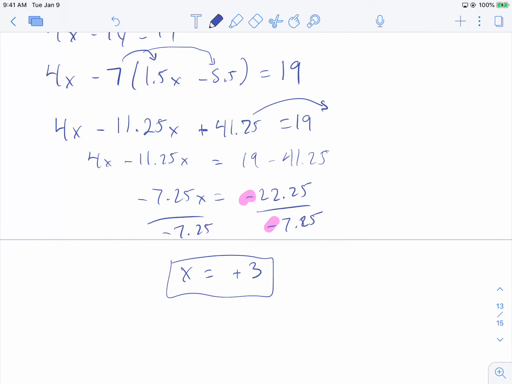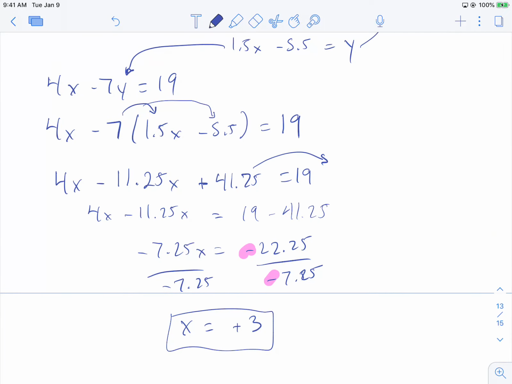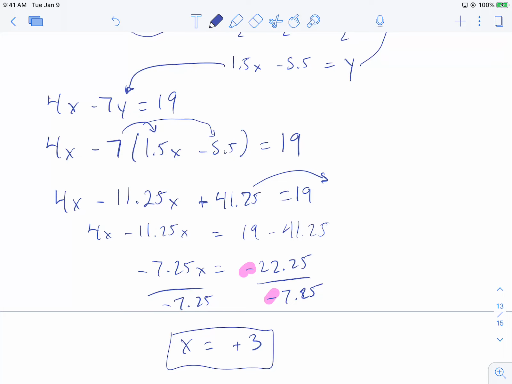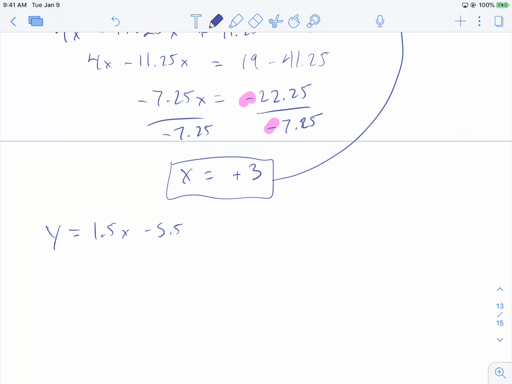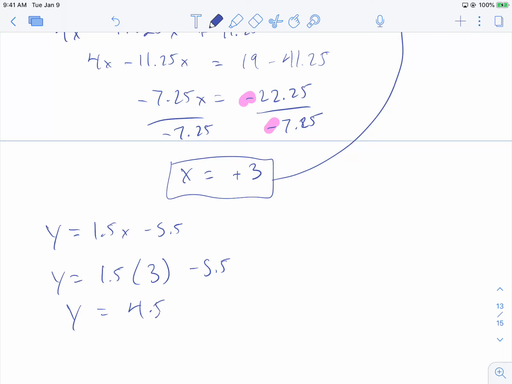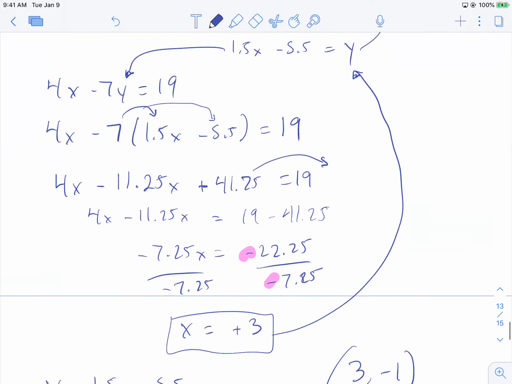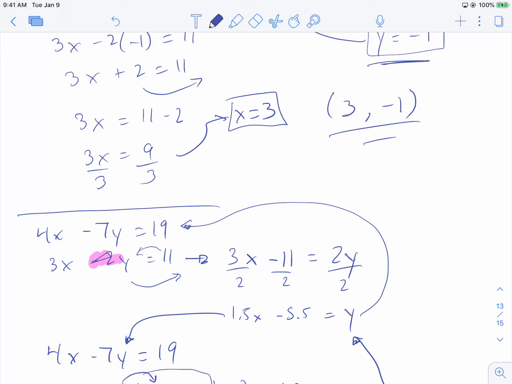So now I'm going to take this x value and substitute it back into my equation that I've already isolated y for. So that equation was y equals 1.5x minus 5.5. Take that 3 and plug it in there. Y equals 1.5 times 3 minus 5.5. So you get y equals 4.5 minus 5.5, and you get negative 1. So my points would be 3 comma negative 1. What did we have before? And we had 3 comma negative 1.